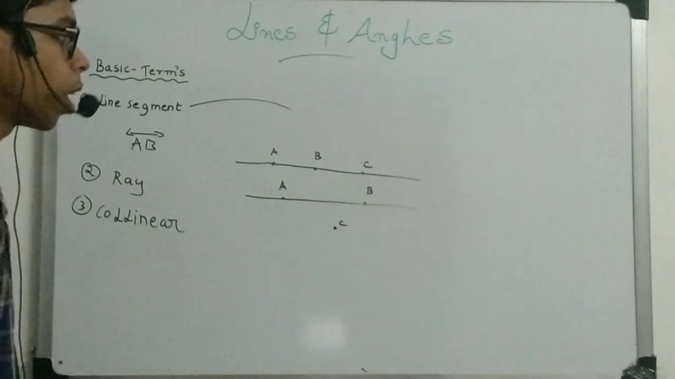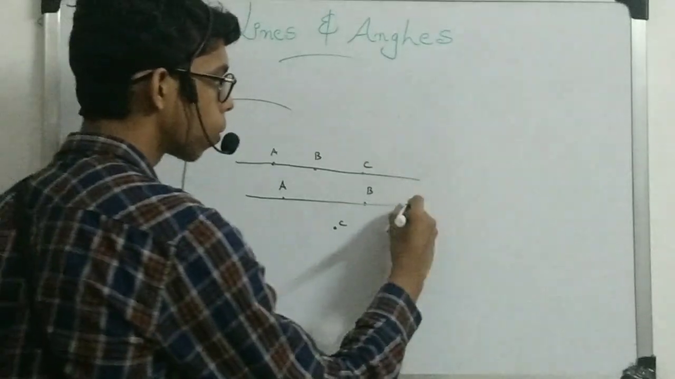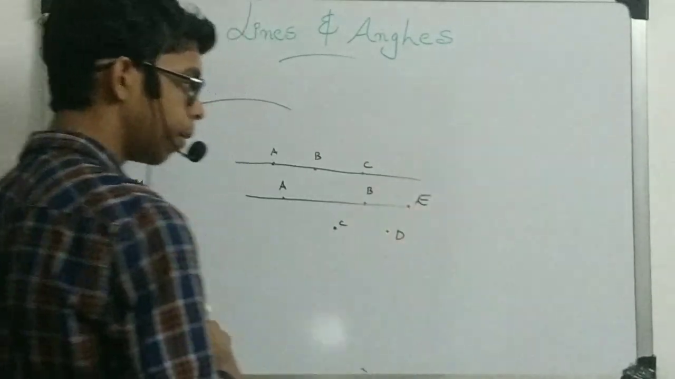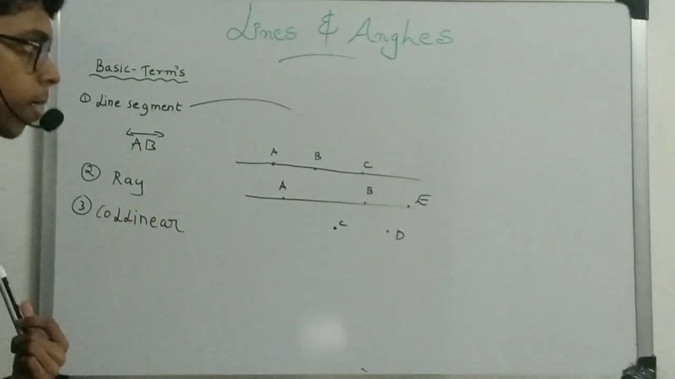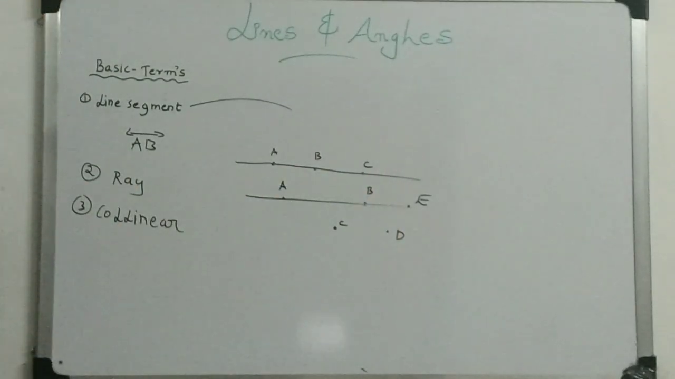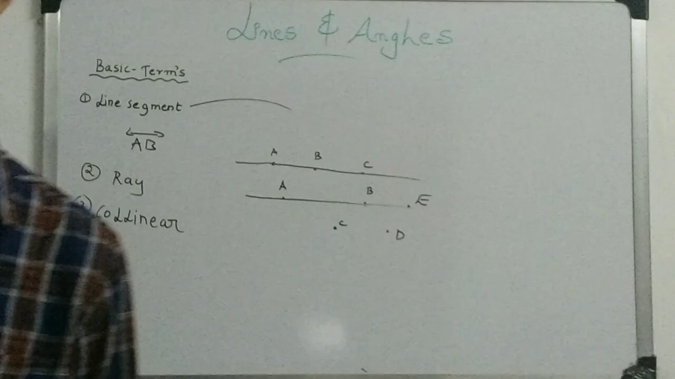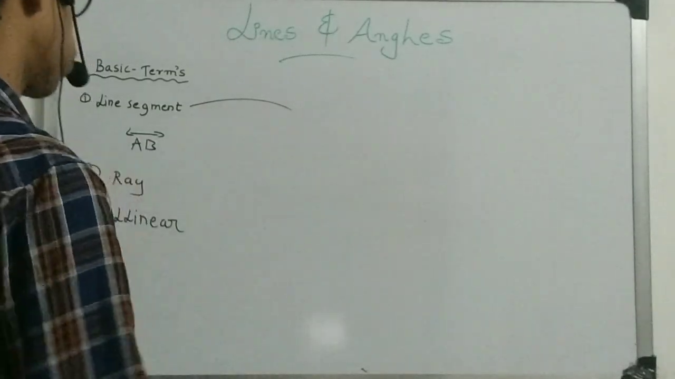If you want, I can take one more point here, point D, and here also a point E. Here also you see that C and B are not lying on this line, so we cannot say it is collinear. It is non-collinear. That is the difference between collinear and non-collinear. Now we have understood collinear and non-collinear.